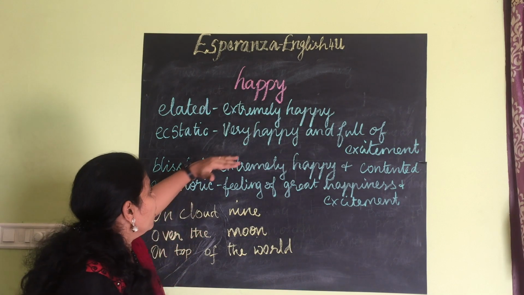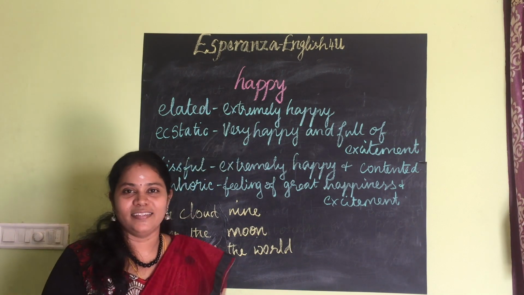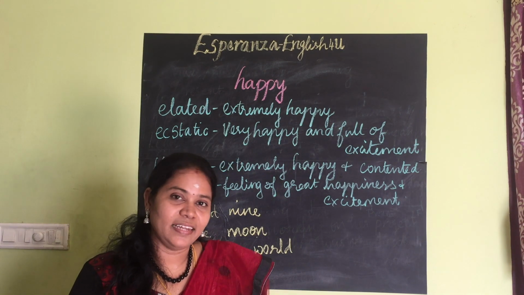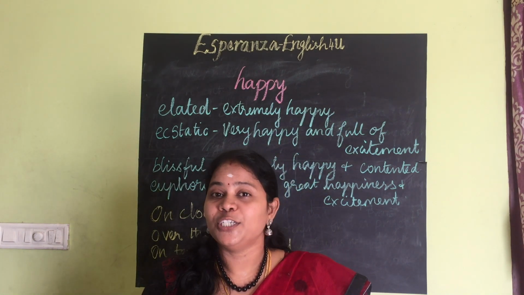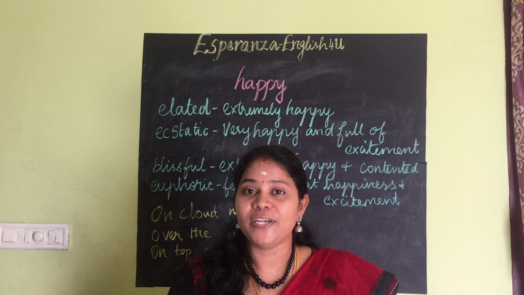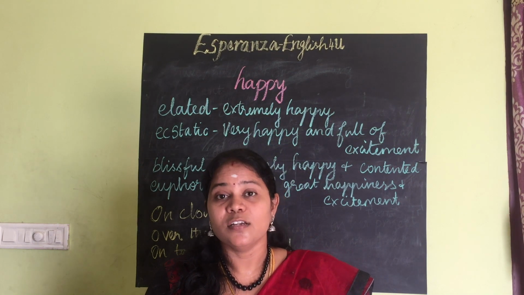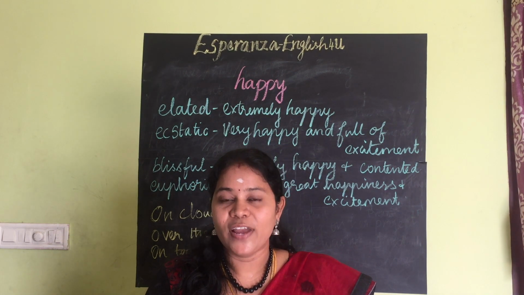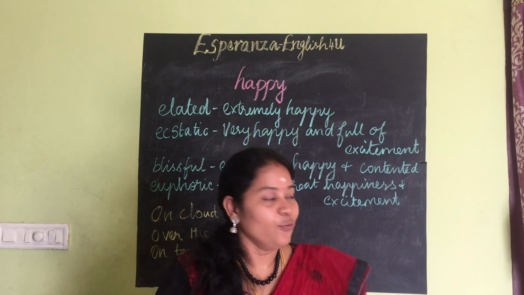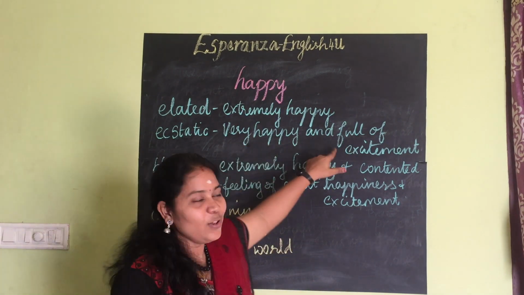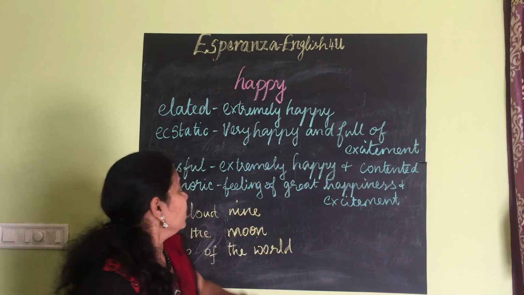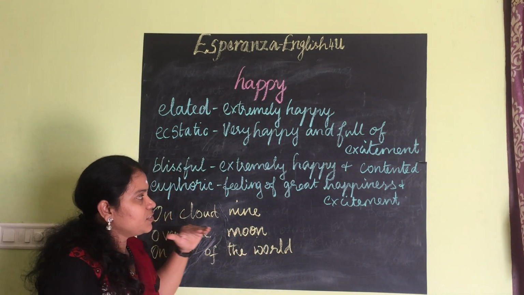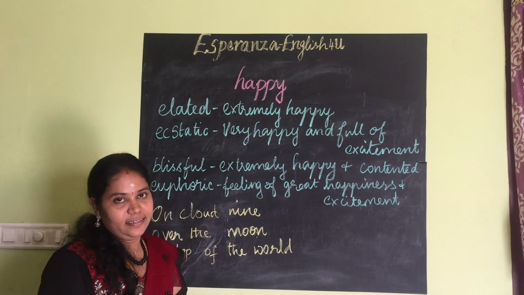The next thing, ecstatic. Ecstatic means very happy and full of excitement. She was ecstatic when she gave birth to a child. For very happy and full of excitement, we can use ecstatic. Clear? Next one, blissful. Extremely happy and contented.